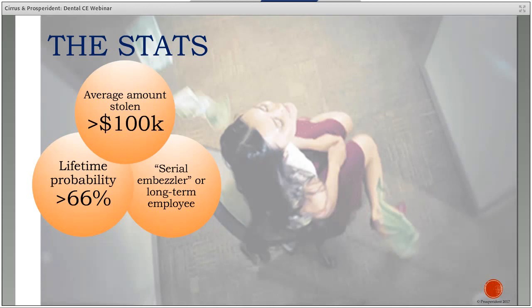The second profile is the long-term employee. So this is the person who has been with you for a really long time, and one day they start stealing.